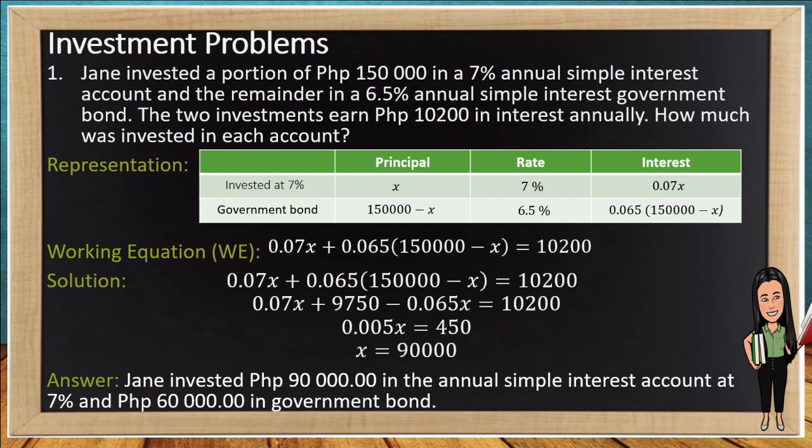To answer the question, Jane invested 90,000. Make sure to write the complete unit, peso, kasi peso yung nasa given. In the annual simple interest account at 7% and 60,000 pesos in government bond.